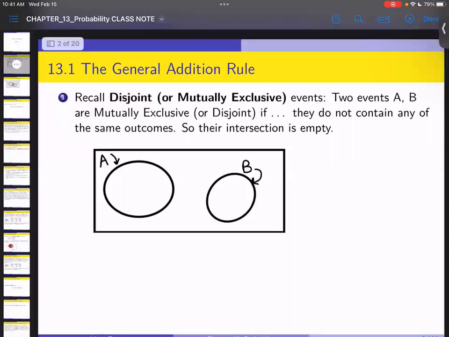All right, recall disjoint. Disjoint or mutually exclusive events. I have 2 events called event A and event B. If they are mutually exclusive or disjoint, they do not contain any same outcomes, right? Because there's no intersection. So if you're gonna draw a Venn diagram, there are 2 balls separately, no intersection.